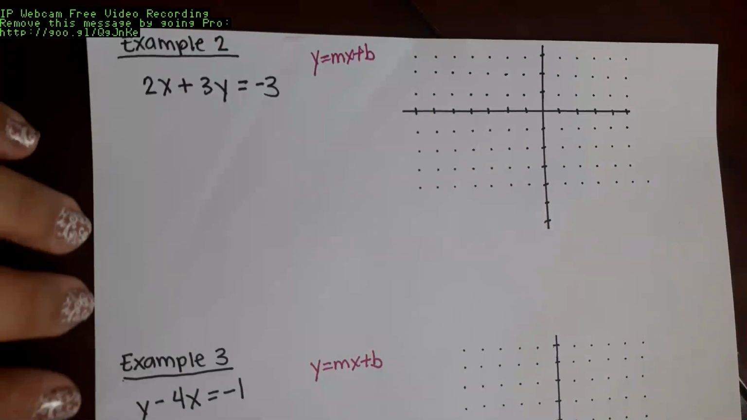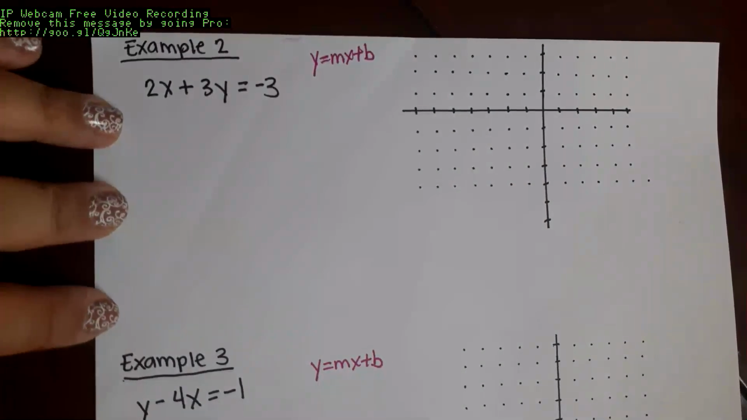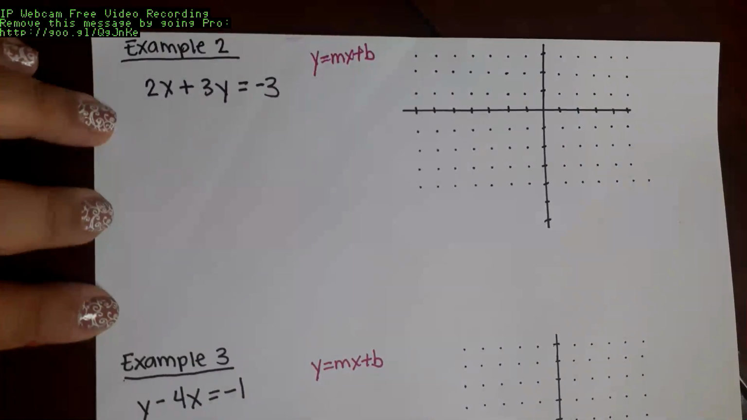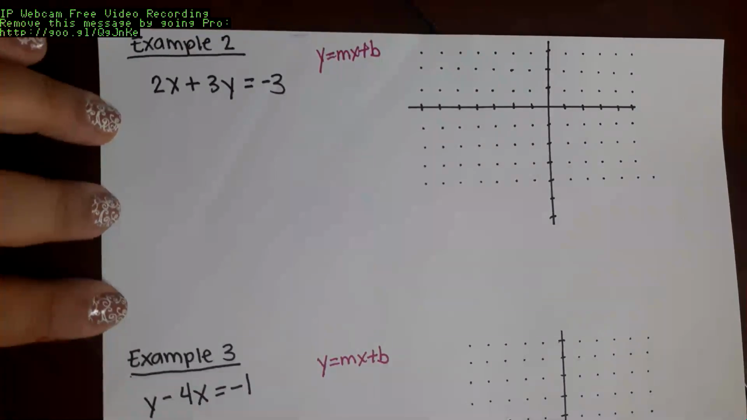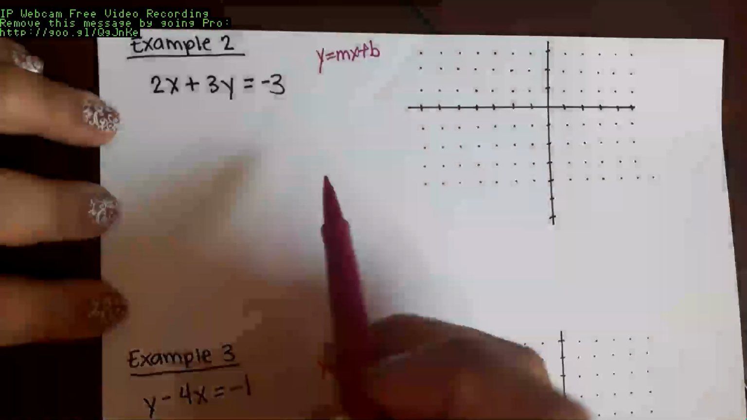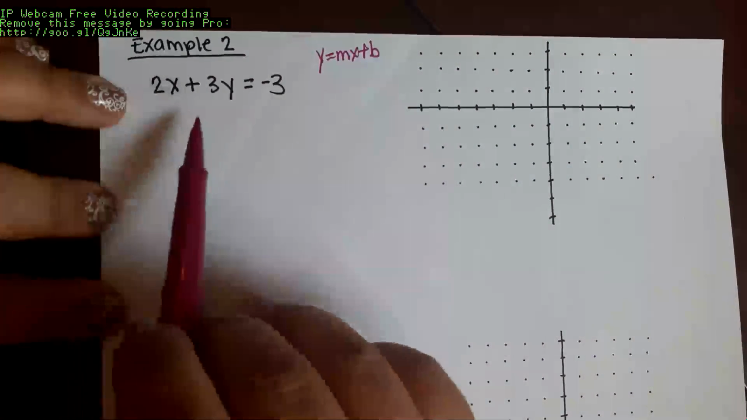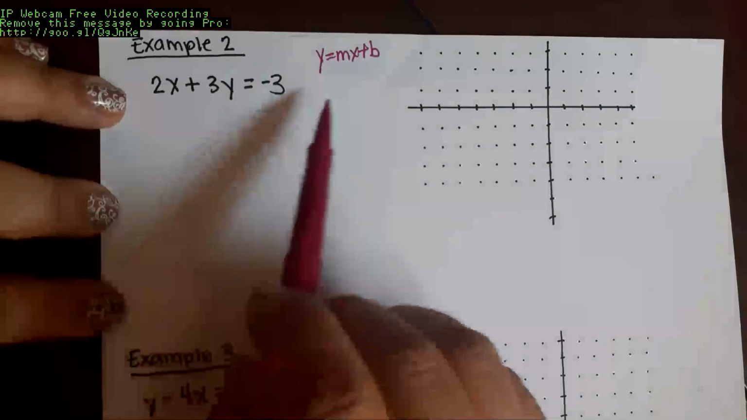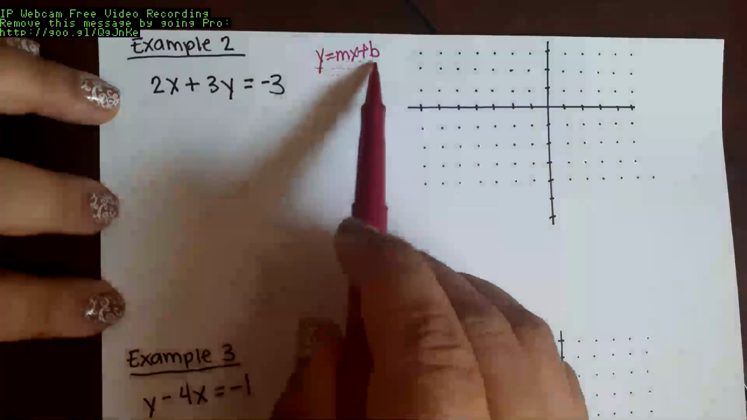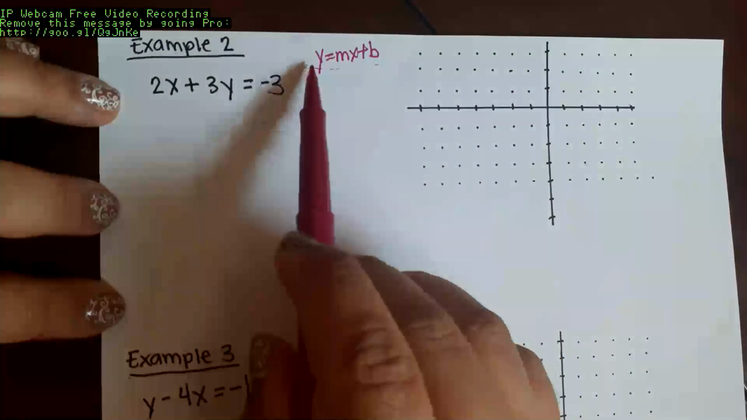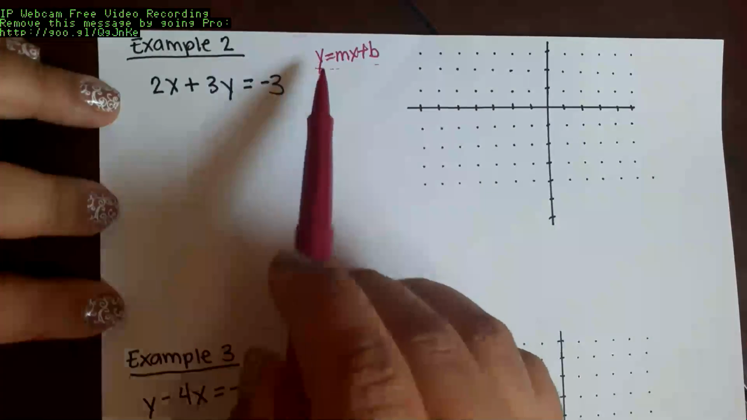Okay, so now we're gonna do some more examples, but these are just a little more detail, or more goes into them. So if we have an equation that looks something like this, before we graph it using the slope-intercept form, I have to make sure that it looks like the slope-intercept form. So that means I'm gonna solve for my y.